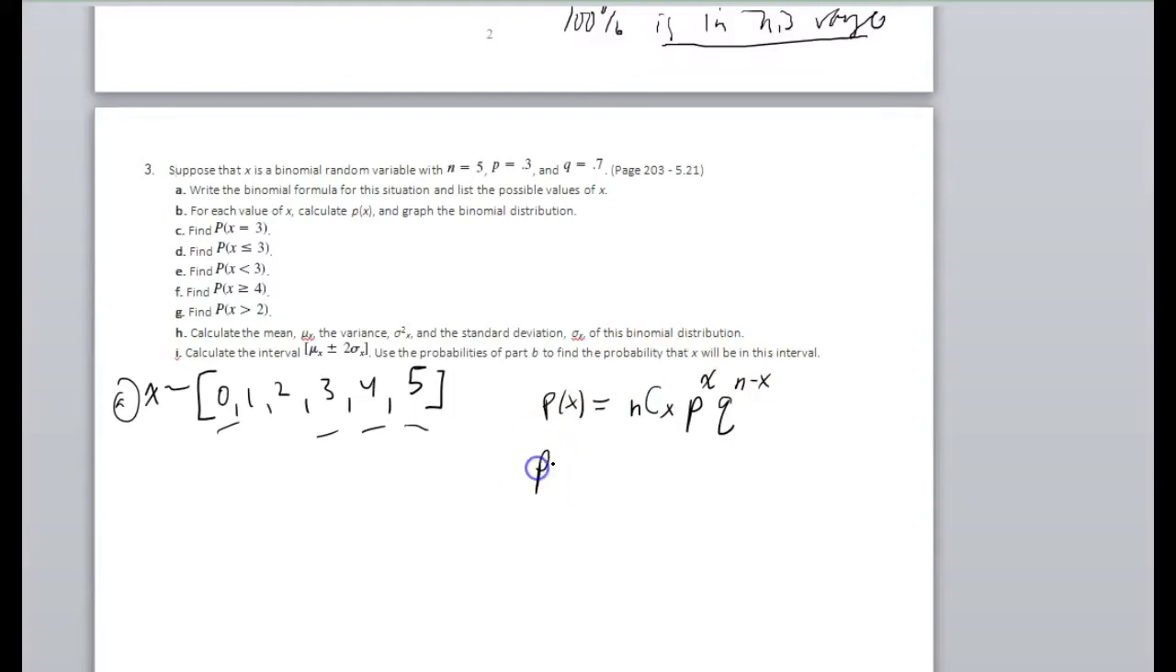So that's just going to be the number of failures, okay? And in our case, we just plug in some numbers. It's going to be p of x is equal to 5 choose x, times 0.3 to the x, times 0.7 to the 5 minus x. And that's our function. That's our probability function.